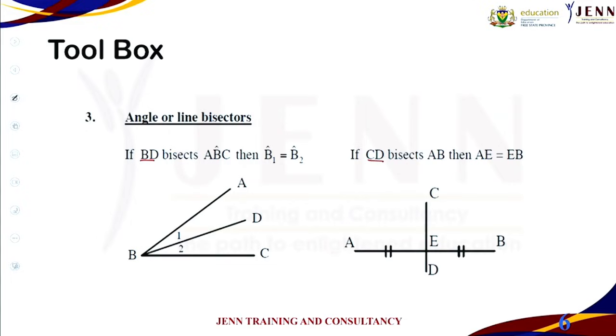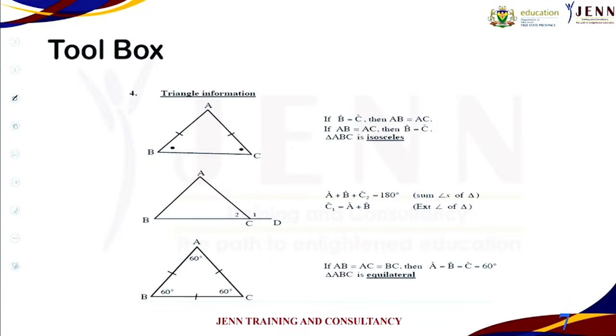So remember, the statement can also give you this information to say line AB bisects angle ABC. Then you know, the minute they mention bisect, it simply means angle B1 is definitely equal to angle B2. This is your toolbox, remember.